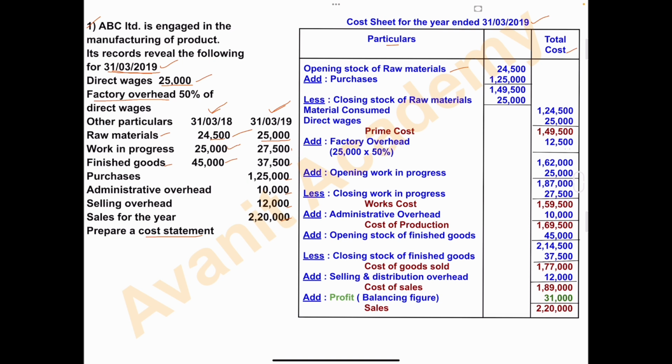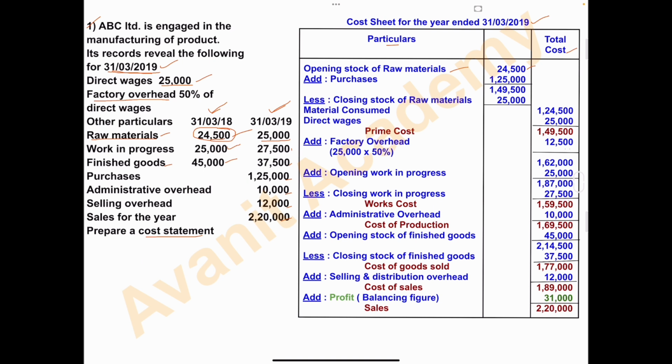See in the problem, raw materials in other particulars. So 31st March 2018 is the opening stock of raw material. The opening stock of raw material amount is 24,500. Write in the solution, in the inner column, opening stock of raw material is 24,500.